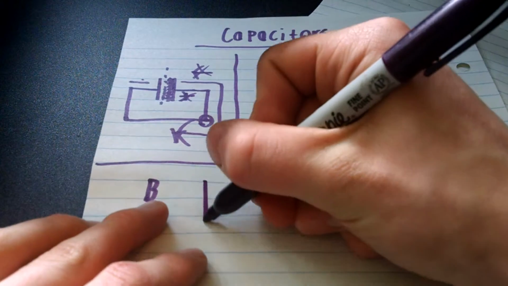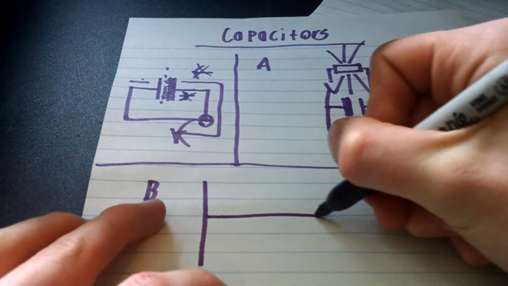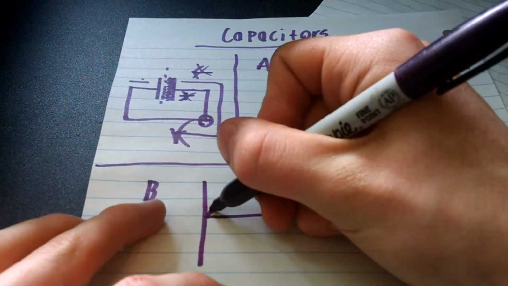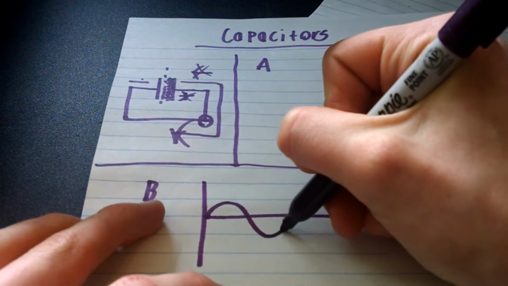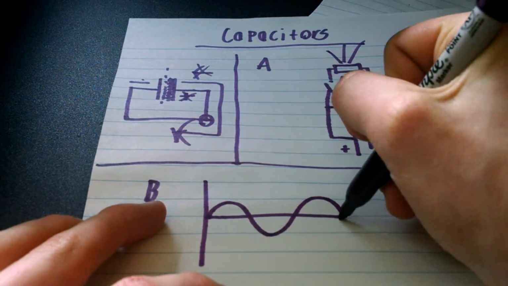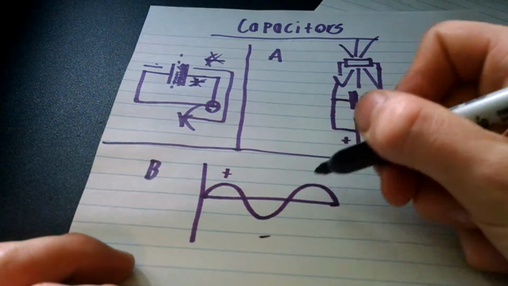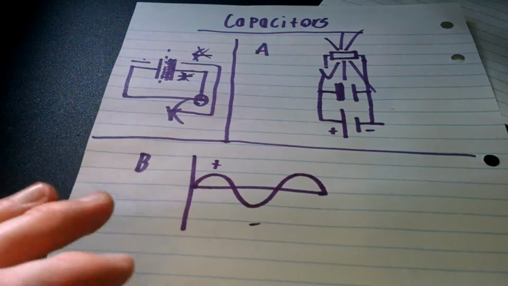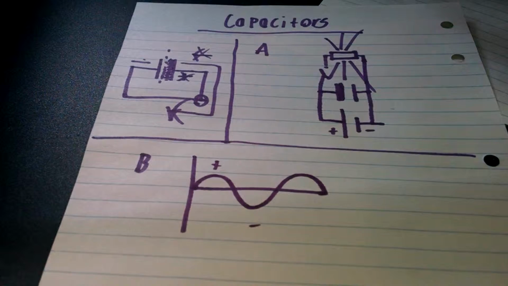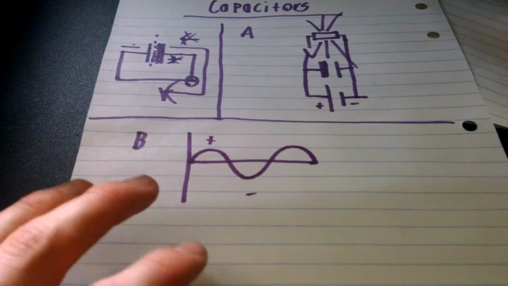If you have an AC signal, it looks like this. This is AC, alternating current. This is positive, this is negative. So it alternates between positive and negative. In the US, it is 60 cycles per second.